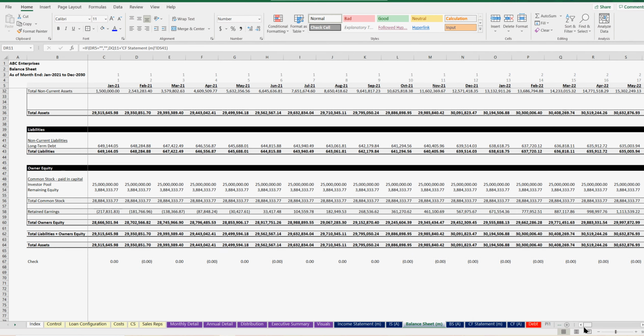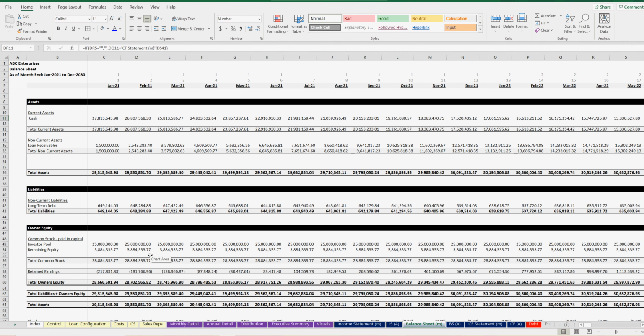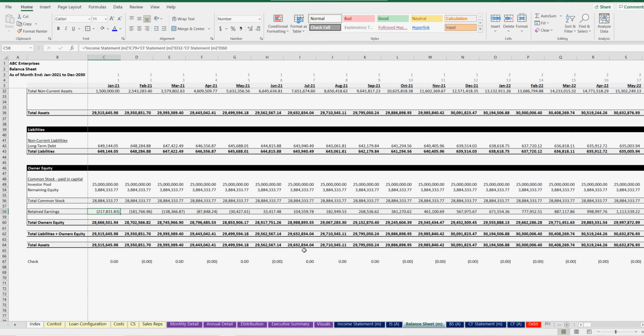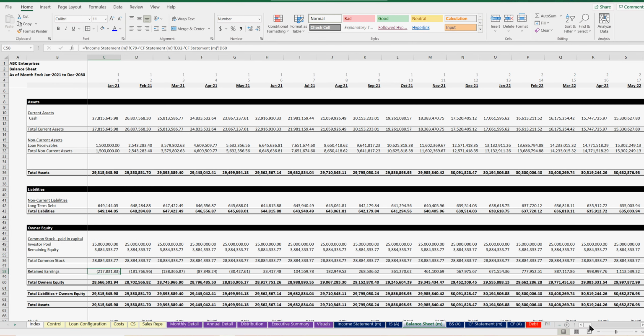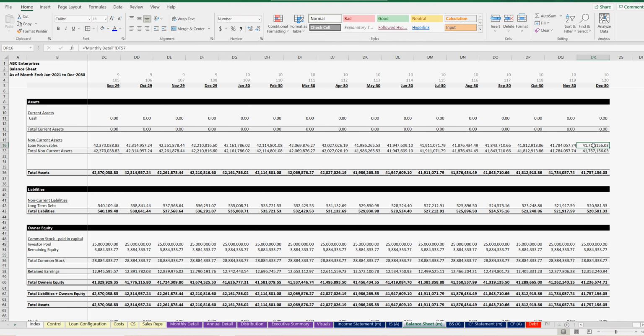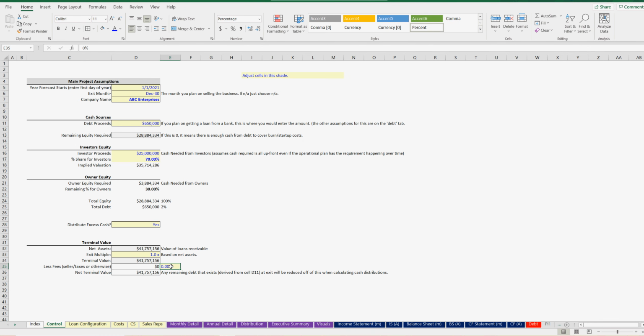Balance sheet. This is the only reason why I really did the 3-statement models, because I wanted to see what everything looks like with cash, loans receivable that are being given out against long-term debt, how much equity was put in, and retained earnings. And this has got some really cool logic and puzzles here to figure out when I was building it, but it all works out. And you can see at the end, here's your loans receivable amount, which is going to be the exit value basis, less any debt, less any seller fees, which are defined on the control tab here in E35.